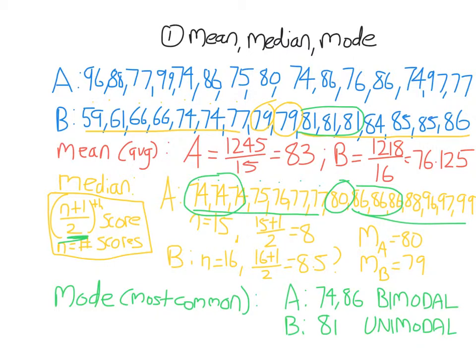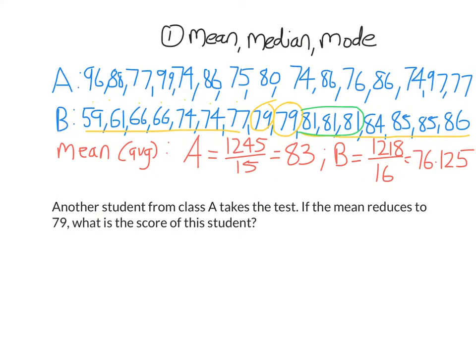All right, let's look at doing a problem now involving the mean. So I'm going to rub some of this out. Please pause and copy down if you need. So let's have a go at this question here. Another student from Class A takes the test, and afterwards the mean reduces to 79. We can calculate the score of this student.